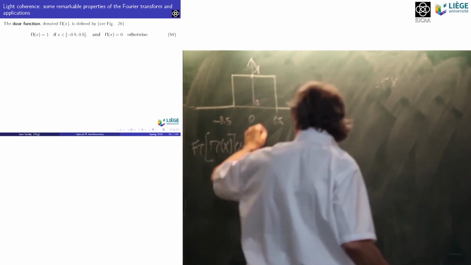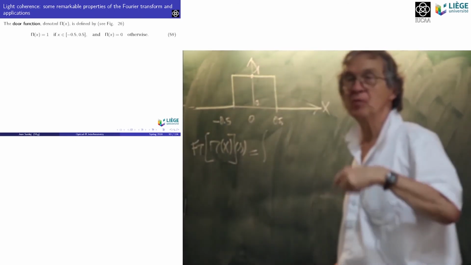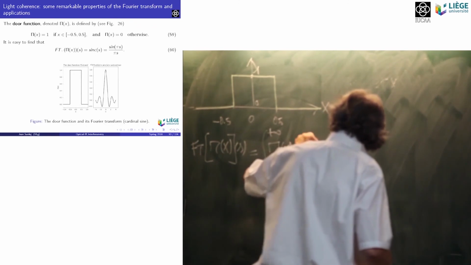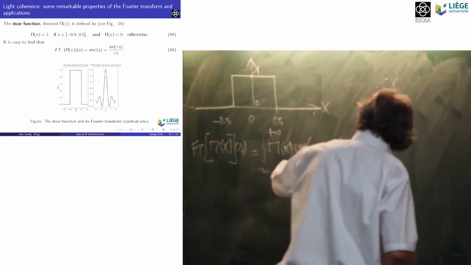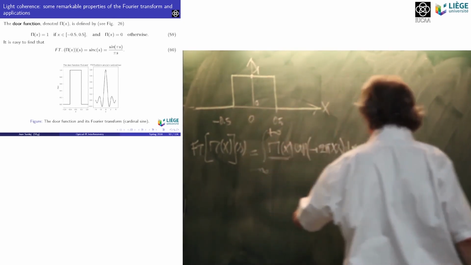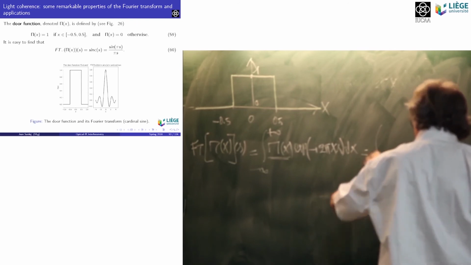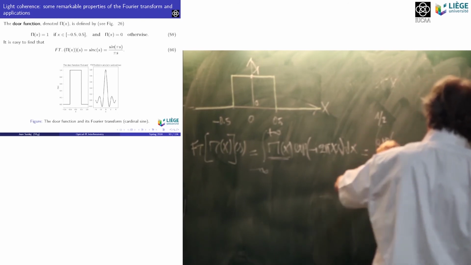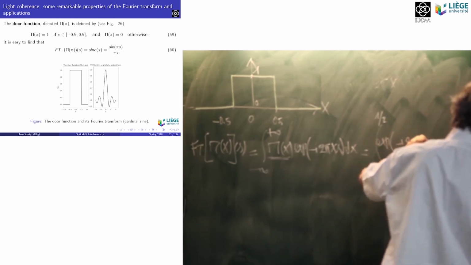Now, let's evaluate what is the Fourier transform of the door function. Well, it's easy. It's the integration from minus infinity to plus infinity of this function times exponentiation of minus i 2 pi x s dx. I replace this function by the boundary, so it will be from minus 1/2 to plus 1/2.